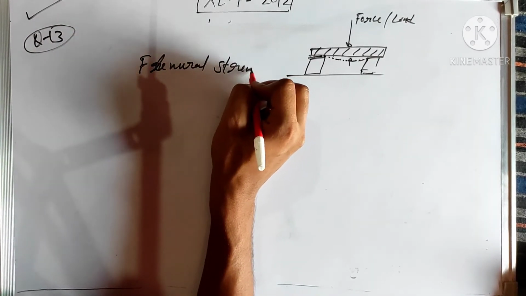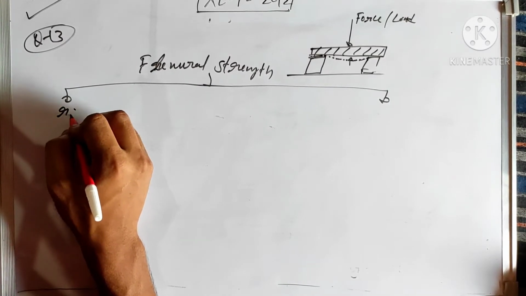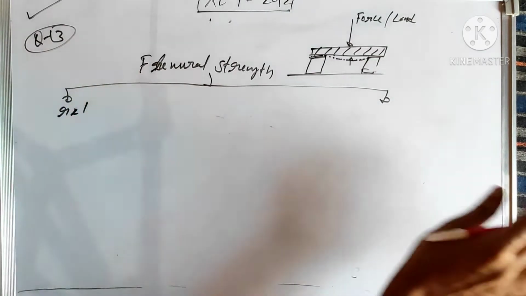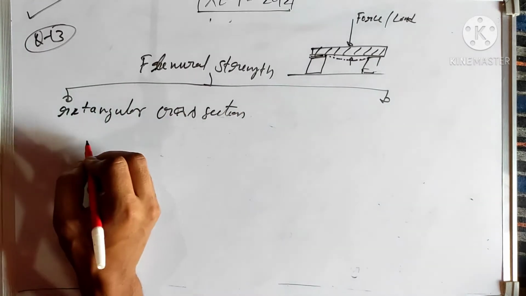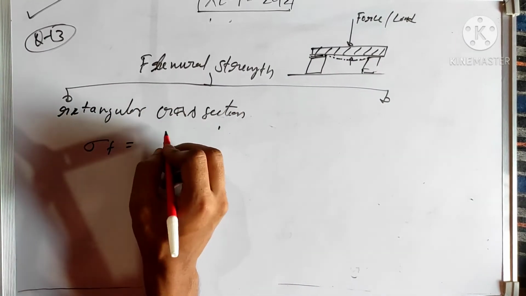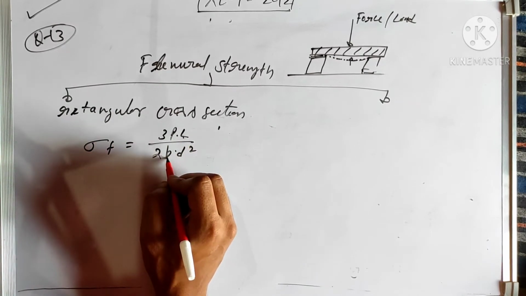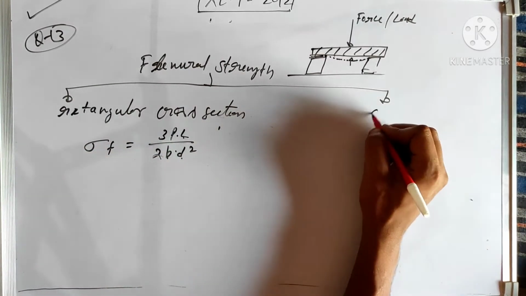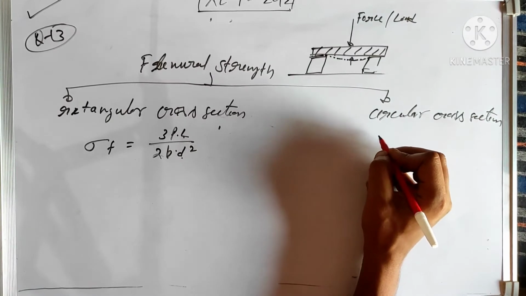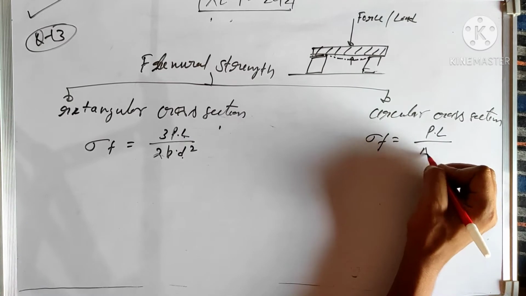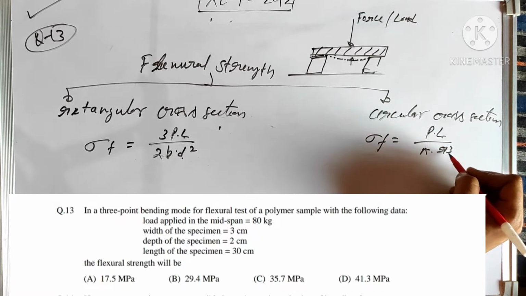The flexural strength has two types. If the sample is taken with a rectangular cross section, in that case the flexural strength is equal to 3PL divided by 2BD squared, where P is the applied load, L is the specimen length, B is the width of the specimen, and D is the thickness. For the circular cross section, the flexural strength is given by PL divided by pi R cubed, where L is the length of the specimen, P is the applied load, and R is the radius of the cross section.